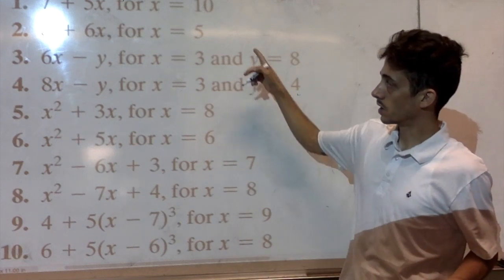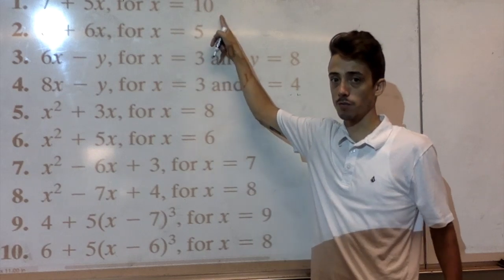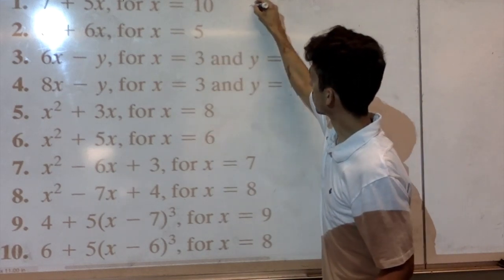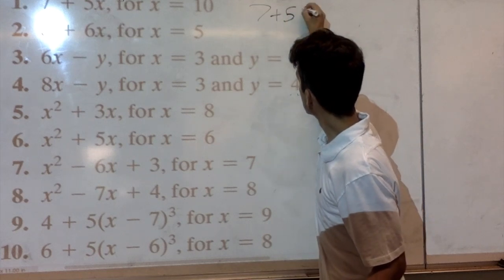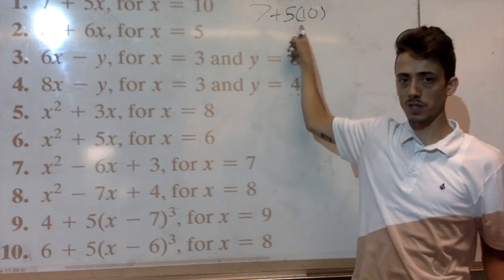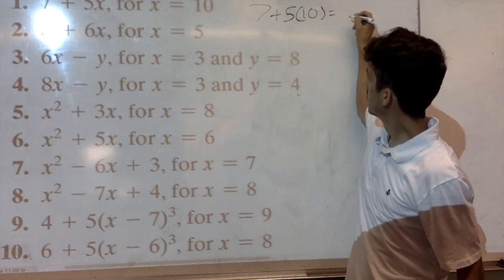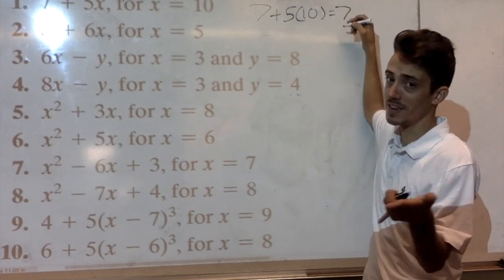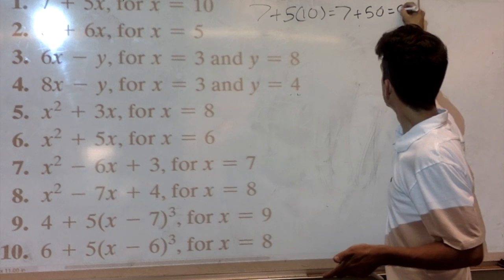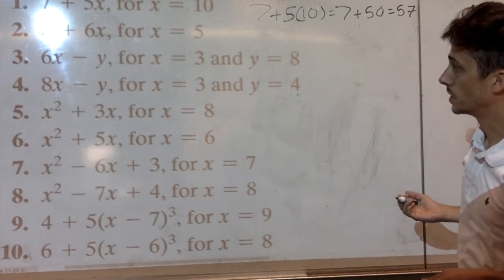So for these, we're given an algebraic expression, and we're given a value that we can plug in for. In this case, we can say that x equals 10, so we just plug in accordingly. 7 plus 5, we put in 10 there. What's this product going to be if we have 5 and 10? You can really think of this as 7 and you're adding on 15, which gets you 57. So that one's pretty simple.